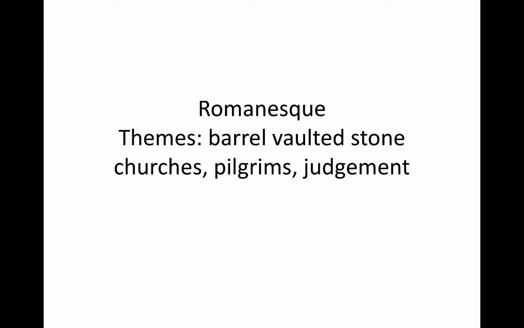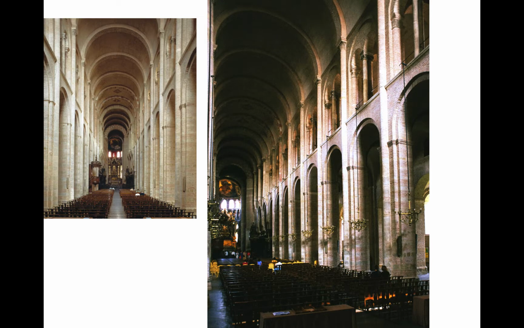Let's move on to the Romanesque time period, where we see architecture take on a new role. We see barrel-vaulted stone churches. We see themes of judgment rather than forgiveness. And then we see a mass group of people called pilgrims, who are called by the Catholic Church to take these pilgrimages to see these different churches and relics that are in these cathedrals.